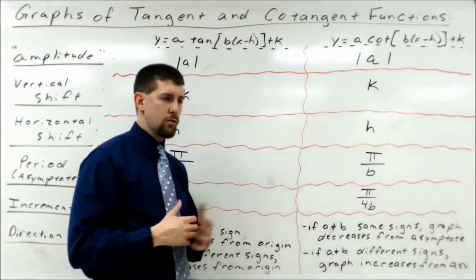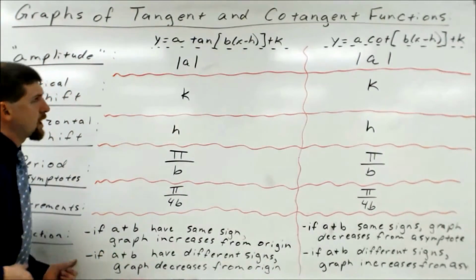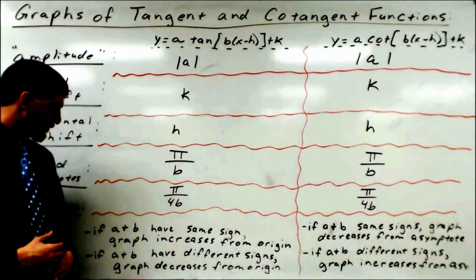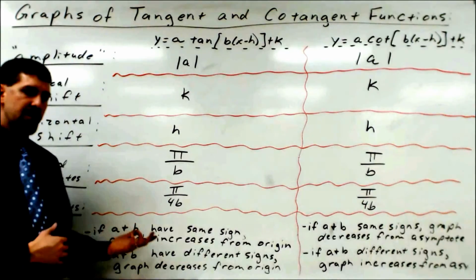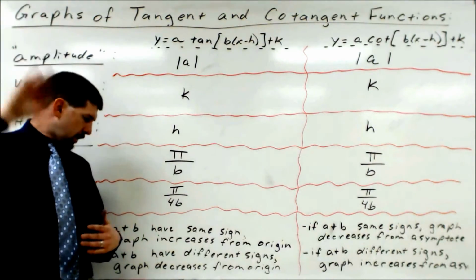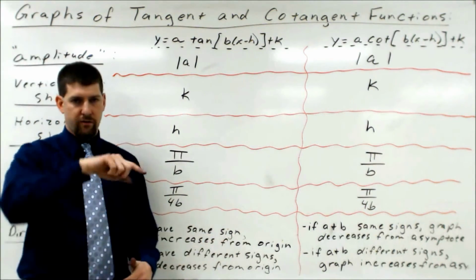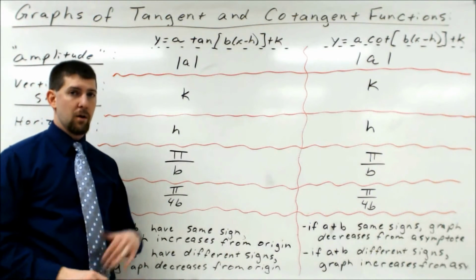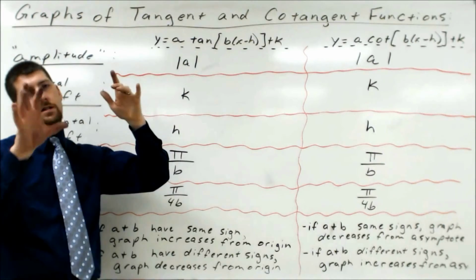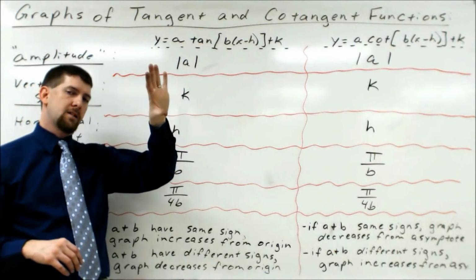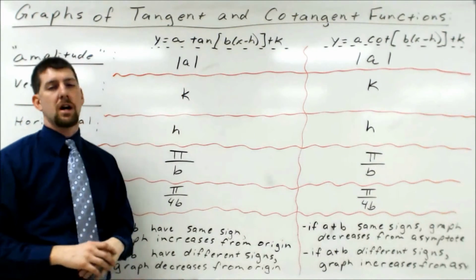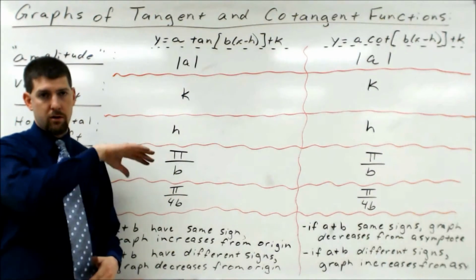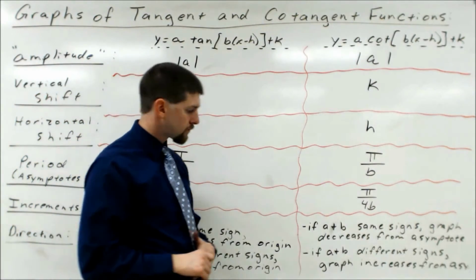The big difference is the direction. If we're looking at tangent, just like with sine, if A and B have the same sign, it's going to be an increasing graph. So it's going to increase from the origin. If A and B have different signs, where one is flipping it vertically and the other is leaving it alone, or one is staying the same vertically and the other is flipping it horizontally, that's going to flip our graph over. So it's going to decrease coming out of the origin, or out of that equilibrium line.